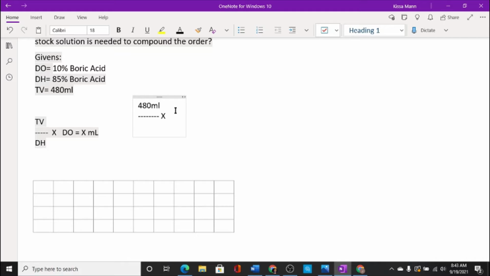Divided by our dose on hand, 85%. You do not have to add the percentage unit, but just so we're plugging and playing and we know which numbers we're utilizing, let's go ahead and add our percentage unit. So 480 divided by 85, and then we multiply it by dose ordered, 10%. That will yield 56 milliliters of boric acid stock solution, 85%.